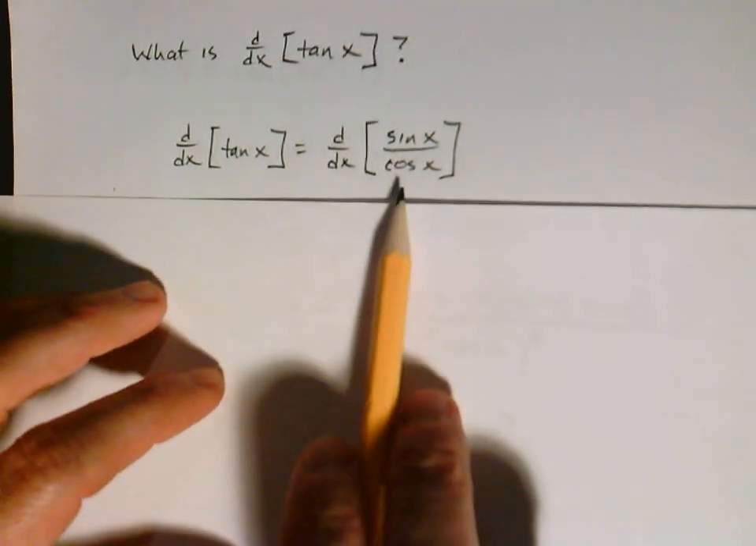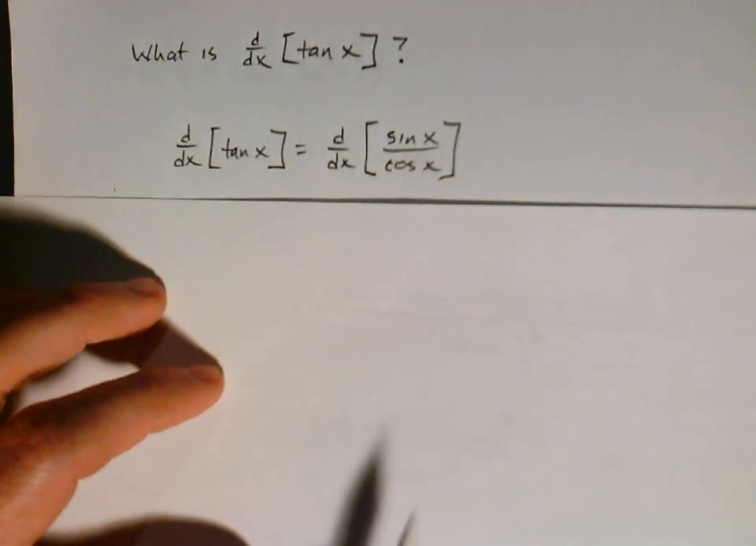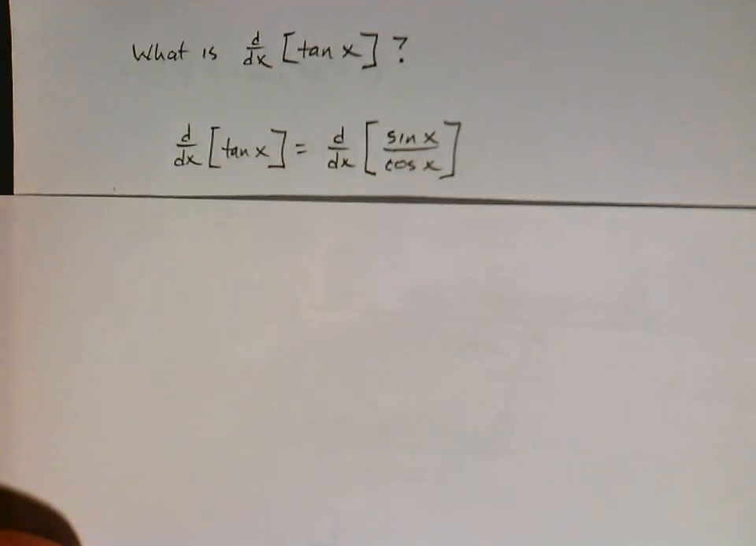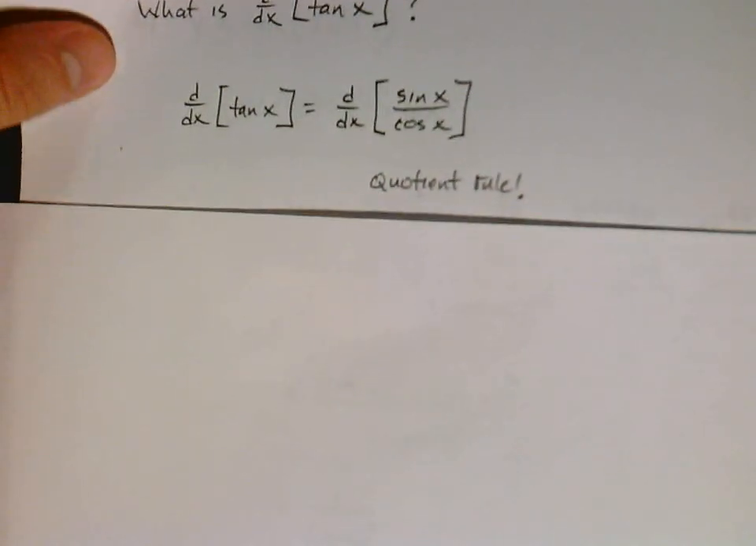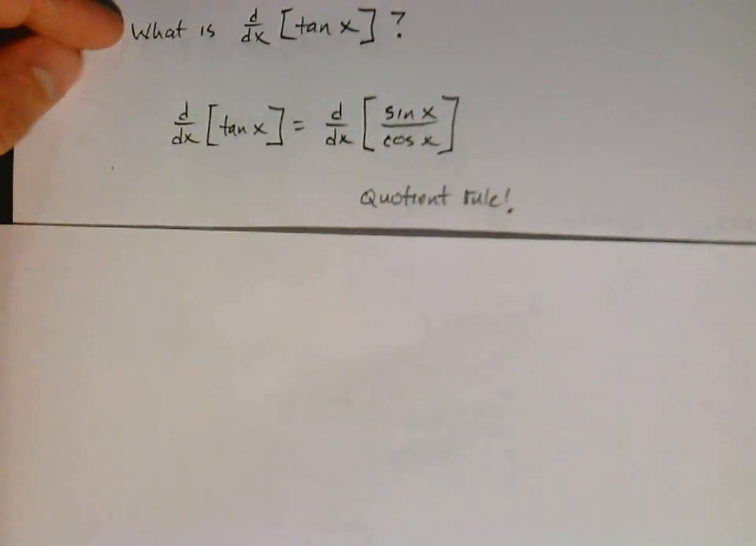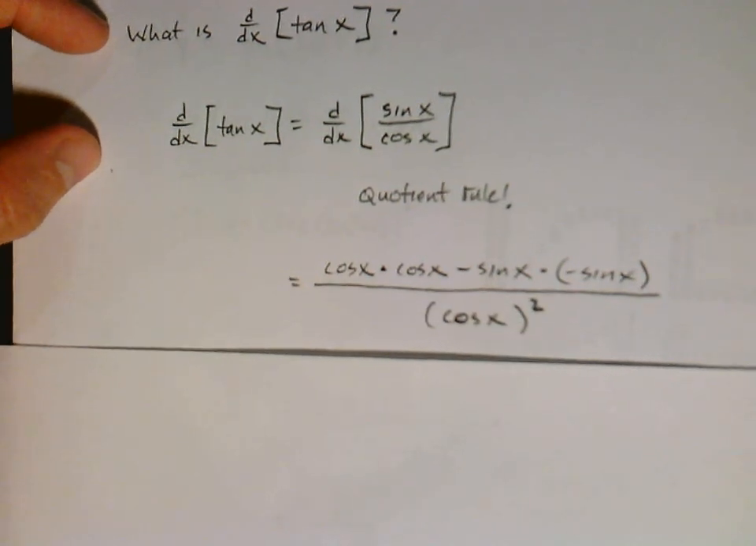And what rule should we apply to this? Well, obviously we're dividing. We're going to use the quotient rule. And we know those derivatives for sine and cosine, so we can go ahead and go for it. Okay, here it is. Quotient rule, of course. I'll just show you the whole thing.